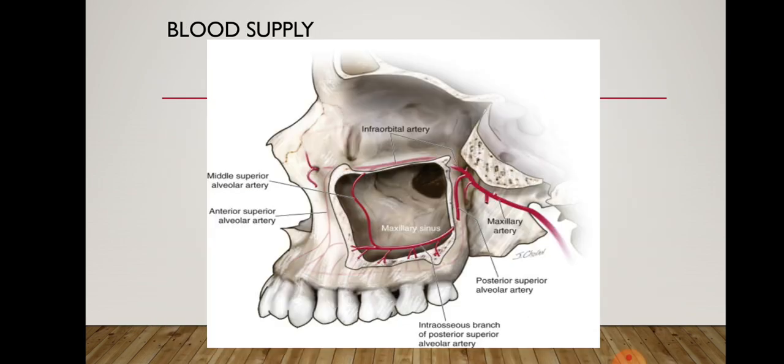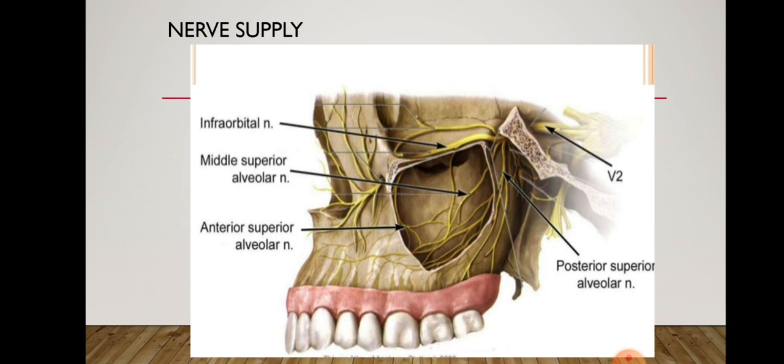The blood supply is by the infraorbital artery. All the branches of the maxillary artery supply this maxillary air sinus: the infraorbital, posterior superior alveolar, anterior superior alveolar, and middle superior alveolar. And the nerve supply is the infraorbital nerve, which is related to the roof of the maxillary air sinus, and you have the posterior superior alveolar nerve, middle superior alveolar, and anterior superior alveolar nerves. All these, which are divisions from the maxillary division of the trigeminal nerve, supply this maxillary air sinus.